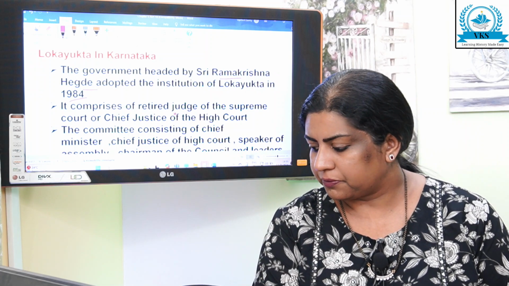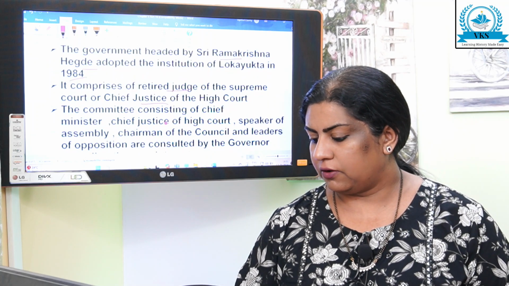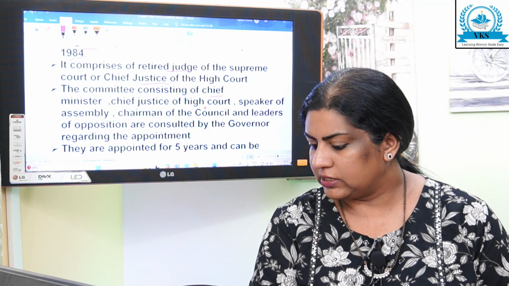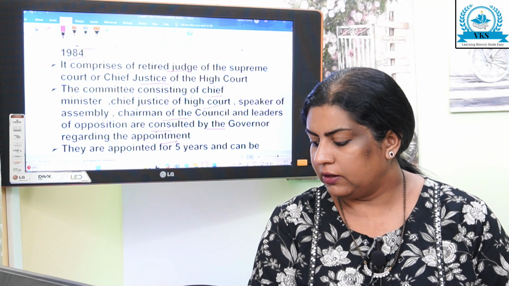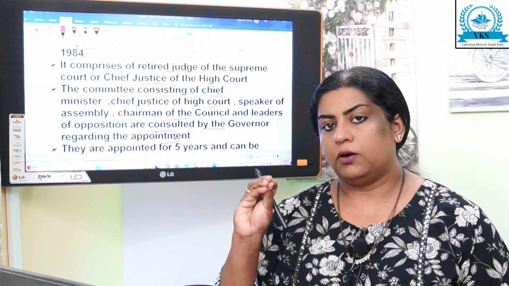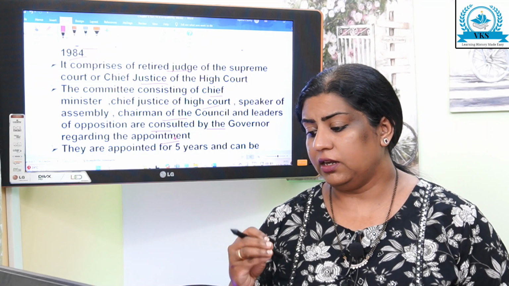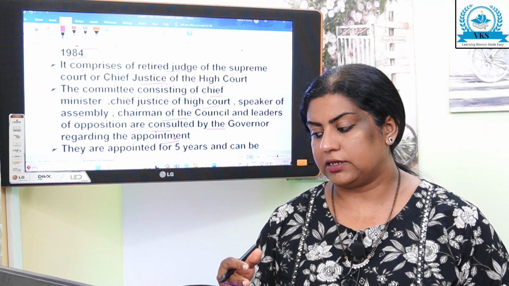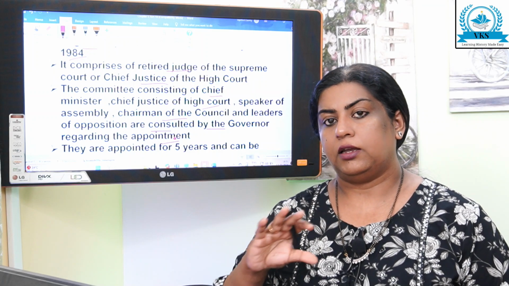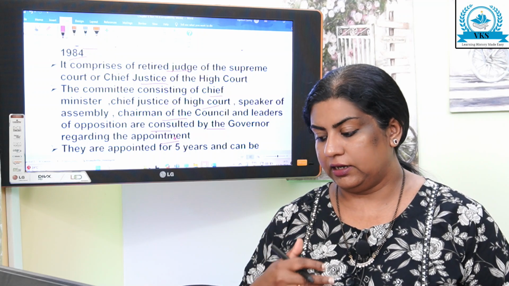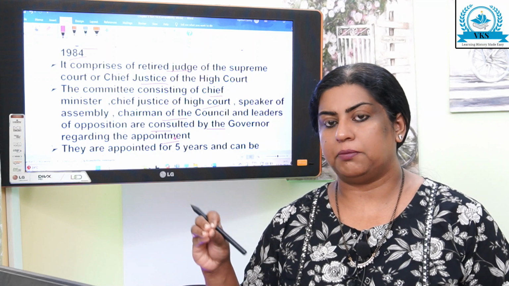It comprises a retired judge of the Supreme Court or Chief Justice of High Court. The committee consisting of Chief Minister, Chief Justice of High Court, Speaker of Assembly, Chairman of Council and leaders of opposition are consulted by the Governor regarding the appointment. So, if any appointments are to be made, this committee is consulted by the governor.